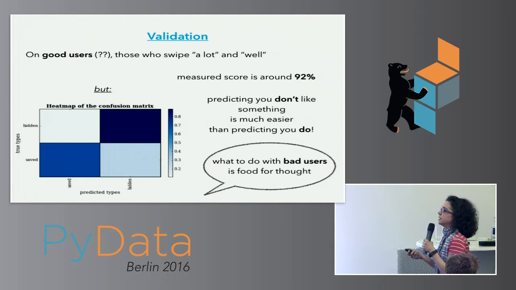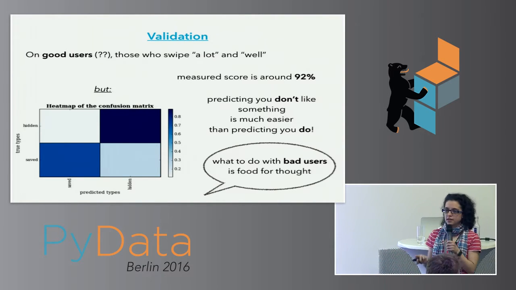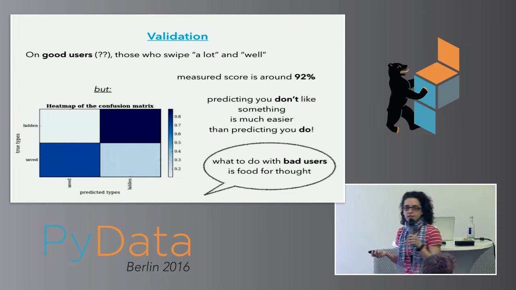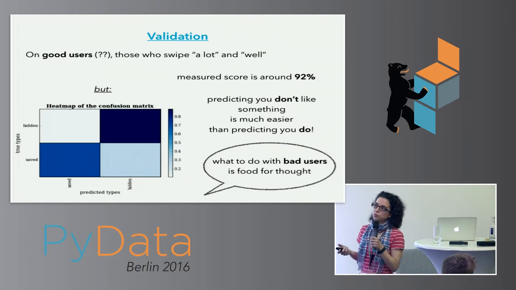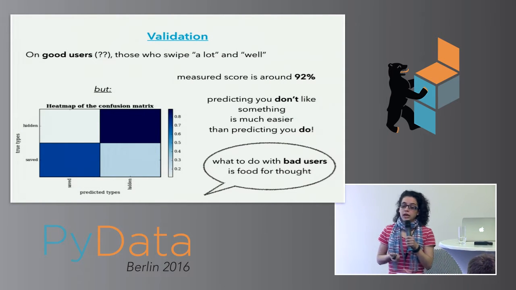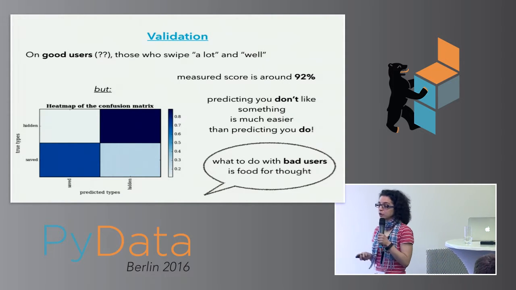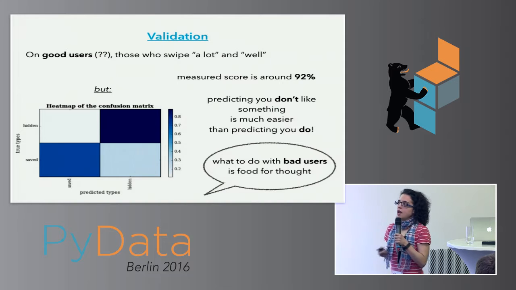On top of that, with those users which are bad, we don't have enough data in the first place, it is really food for thought to understand what to do. Maybe we might want to, instead of doing recommendations per user, do a collaborative filtering approach and grab things like we are similar, so I recommend you stuff which comes from someone else's feed.